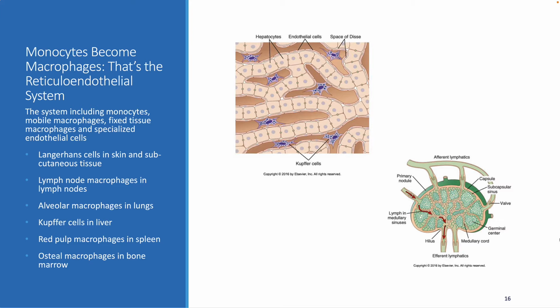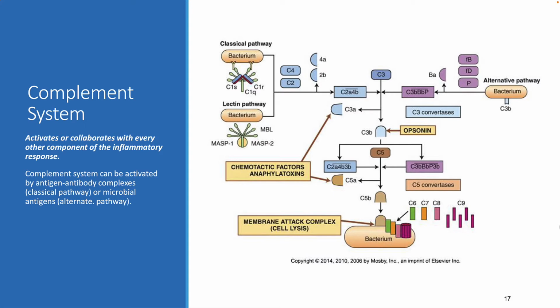So we have Langerhans cells in the skin and subcutaneous tissue. We have lymph node macrophages that are in the lymph nodes. You can see some of them pictured here, right? So these are lymph nodes that have macrophages living in them. We have alveolar macrophages in the lungs, Kupffer cells in the liver. These are the Kupffer cells here, the purple ones. We have red pulp macrophages in the spleen, etc. So all of these macrophages then form the reticuloendothelial system, and they are a major component of the immune response.